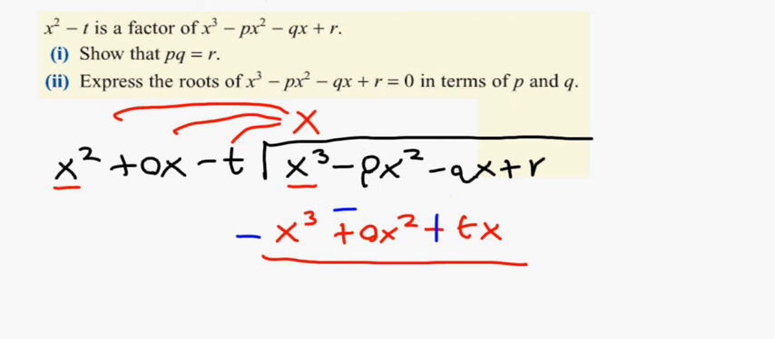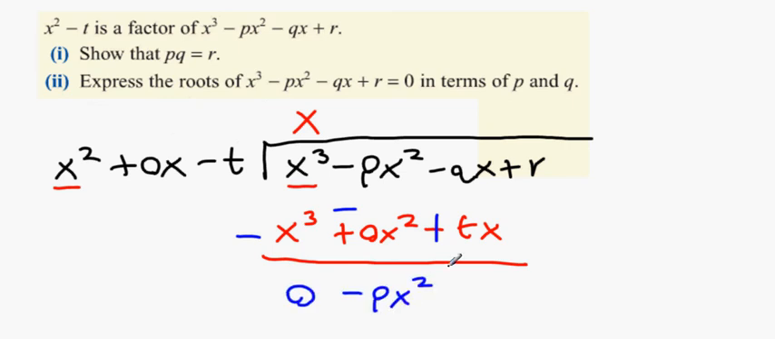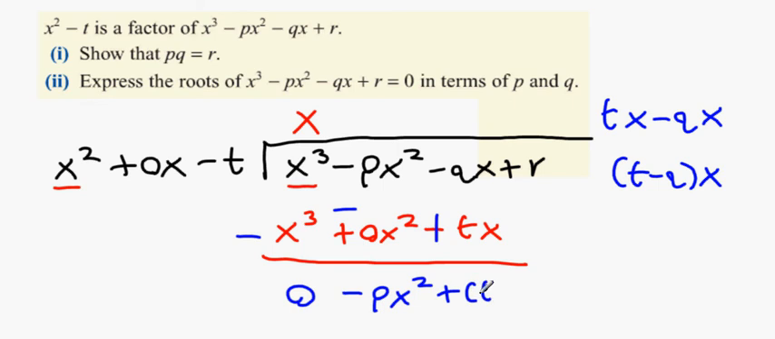Now we're done with our first set of multiplication. It doesn't really matter anymore, okay? Now we can take them away. We're going to get 0 minus px squared. And then this one's going to be tx minus qx, or minus qx plus tx. Factorize out the x. We're going to get t minus q times x. So plus (t minus q) times x. Got to bring down the r.